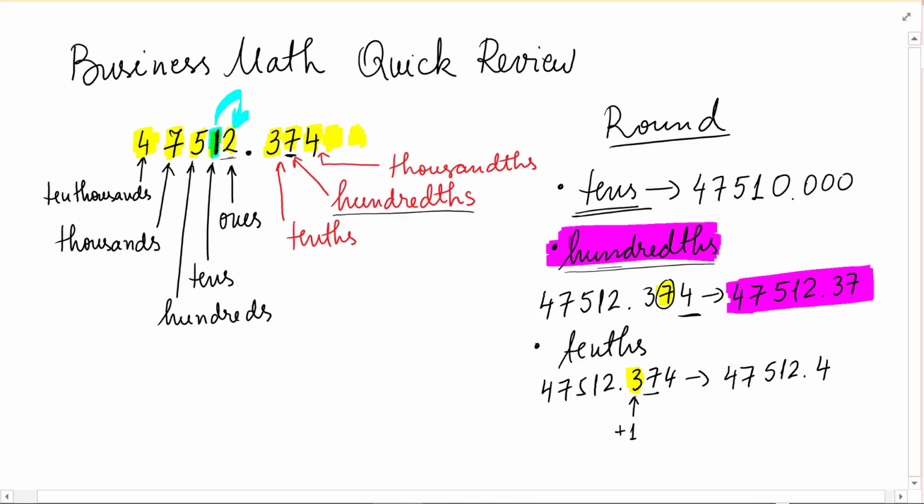And sometimes the problems will say round to the nearest hundredth, and sometimes it will say round to 2 decimals after the decimal point, or to the nearest cent. When they say any of that, we know we want to round to 2 decimals.